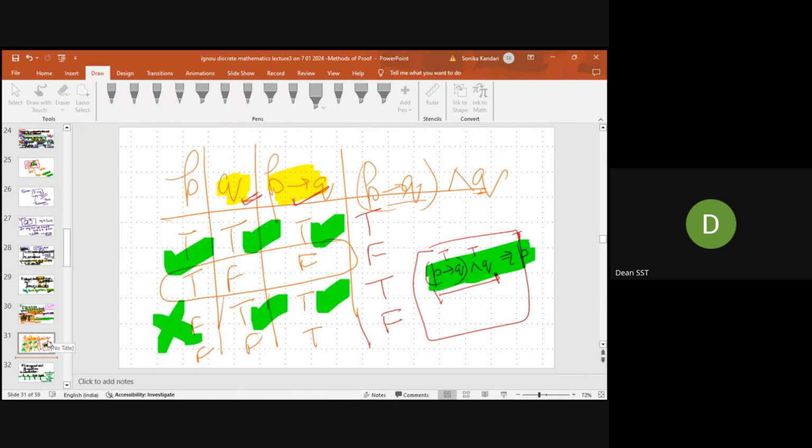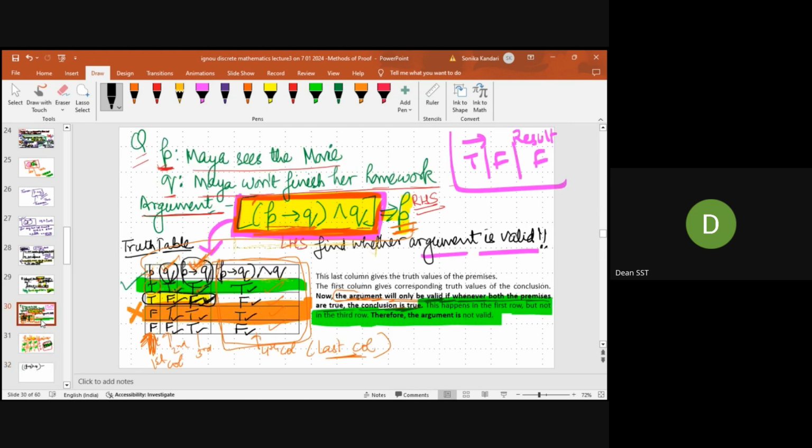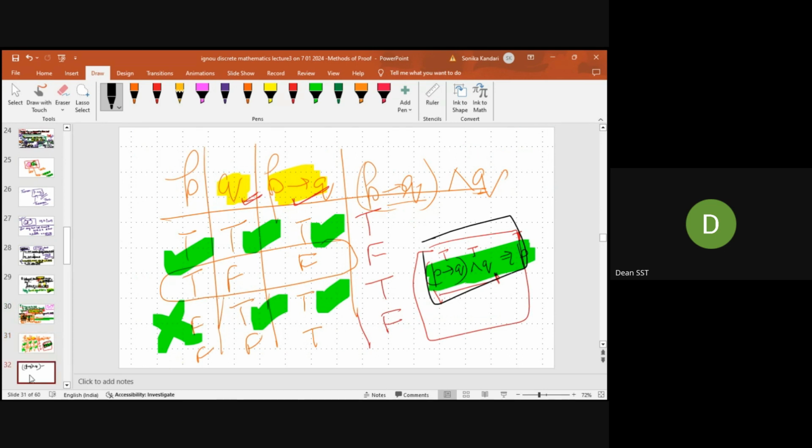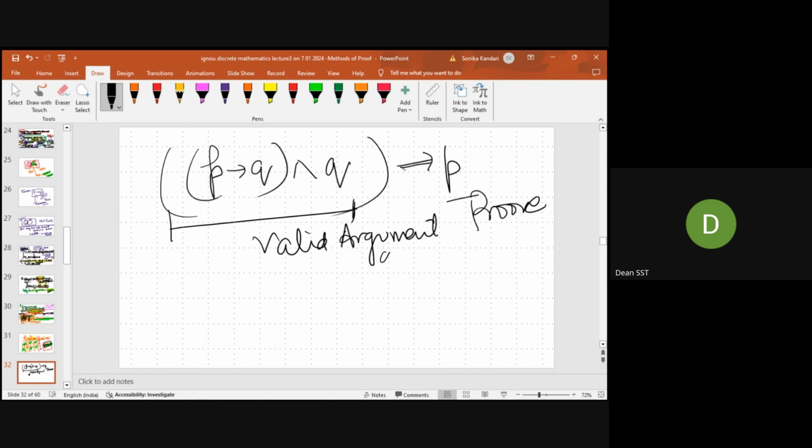We needed to prove something. What do we have to prove? Again, I'm explaining, as I know a few of you have not understood. What was the case? P implies Q and Q, and it was giving us P. We have to prove whether this is a valid argument or not.